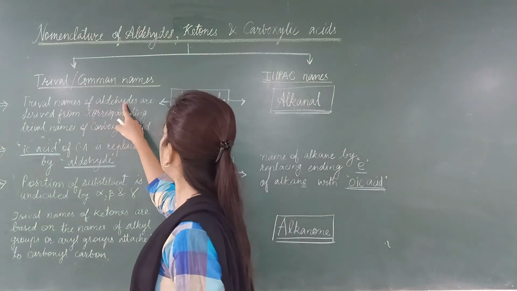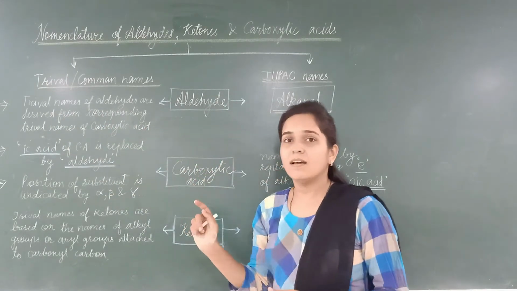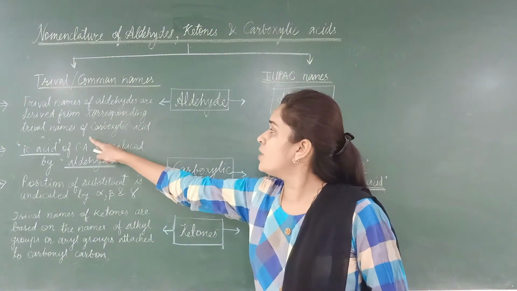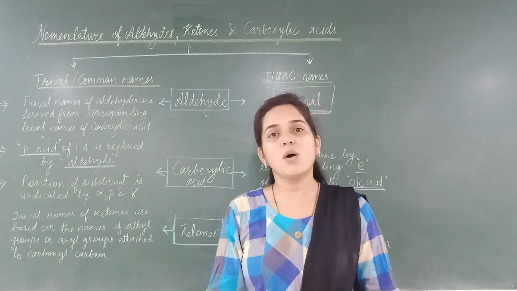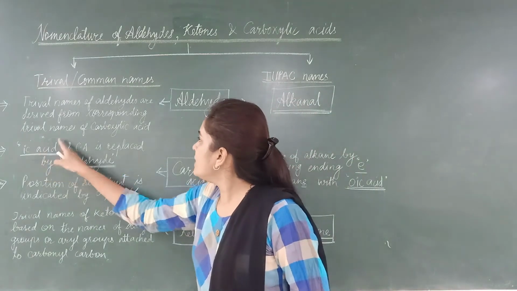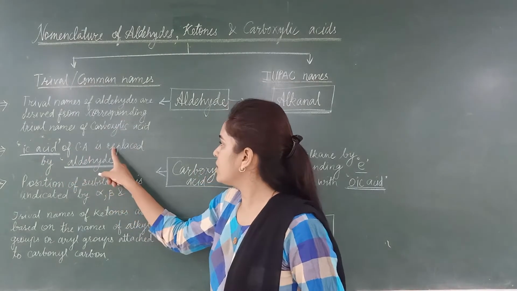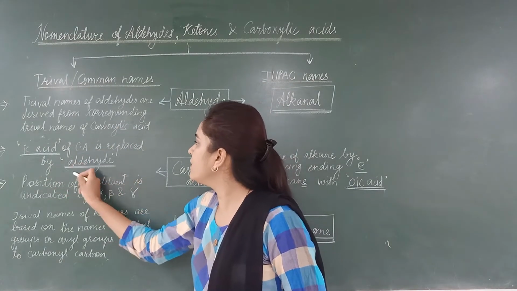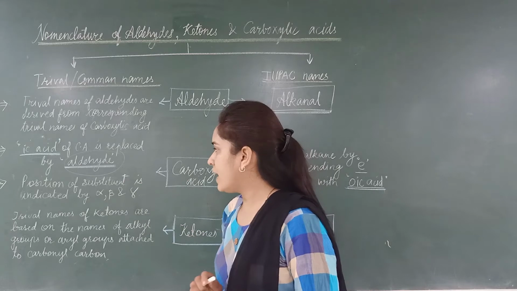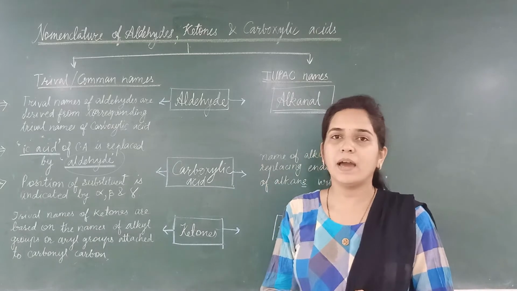The trivial names of aldehydes are derived from the corresponding trivial name of the carboxylic acid, that means the common name of the carboxylic acid. The IC of the carboxylic acid is replaced by aldehyde. The position of a substituent is indicated by alpha, beta, gamma and so on.